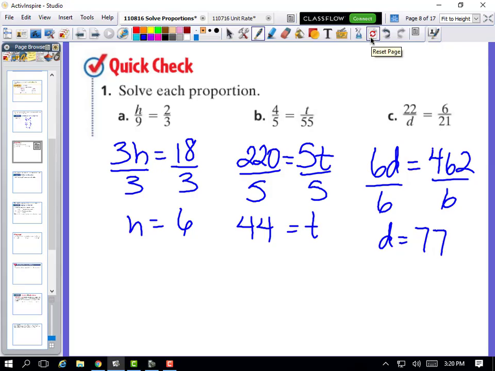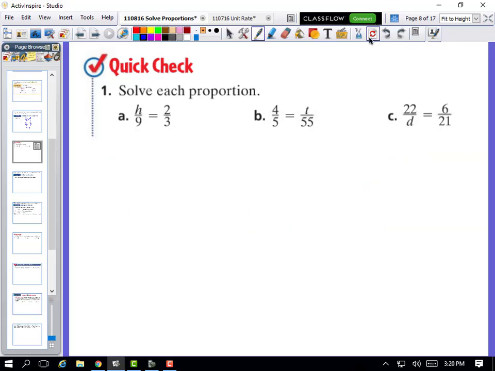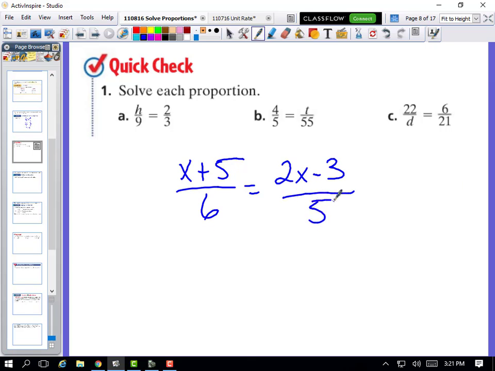Now, where is this headed? Solving these proportions, this is a skill lesson, and some of you think, well, I've been doing this for a while, but where is this headed? Well, in algebra, our proportions are going to change a little bit. They're going to look something like this: x plus 5 over 6 equals 2x minus 3 over 5. We're going to take this same concept that we're doing here to solve this one down here. And we do the same basic thing. We're going to cross multiply.